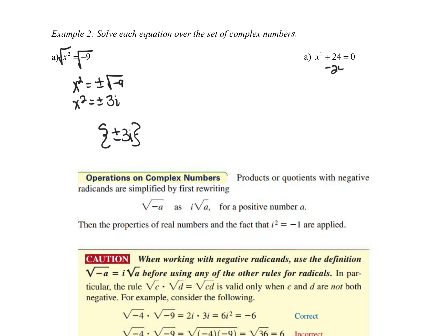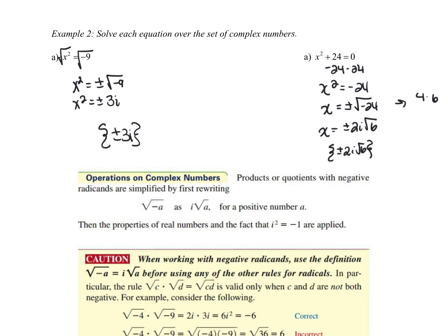Next one, I'm going to subtract the 24 over to both sides. x squared equals negative 24. I'm going to square root and say that x equals plus or minus the square root of negative 24. 24 is 4 times 6, and the square root of 4 is 2. So x equals plus or minus 2i root 6. Again, your book writes things as solution sets. Plus or minus 2i root 6, like that.